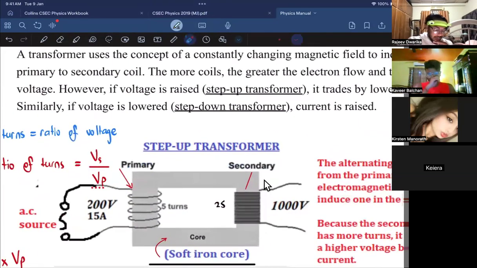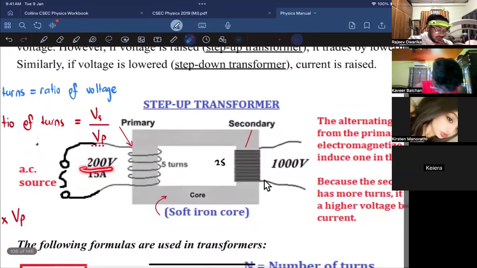Kira, let me look at what's going on here, right? I'm putting in 200 volts. And how many volts am I getting out?